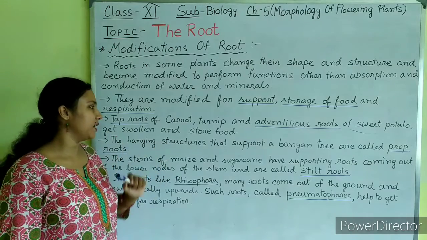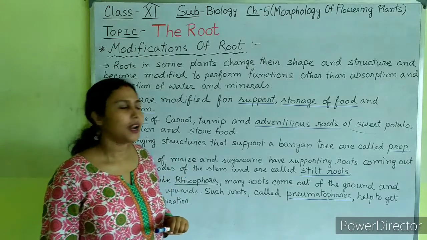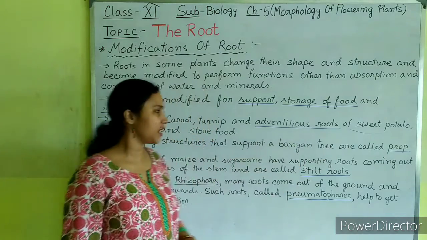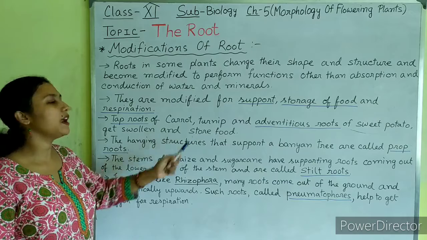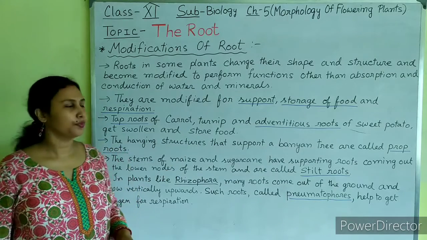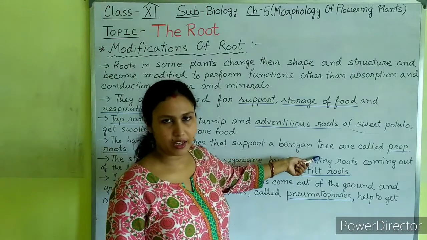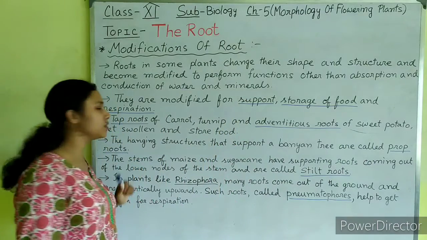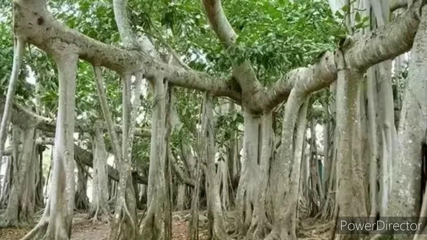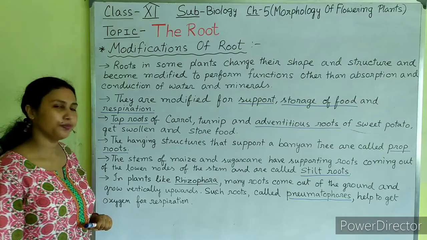Tap roots of carrot, turnip and adventitious roots of sweet potato get swollen and store food. The hanging structures that support a banyan tree are called prop roots. I hope students you have seen a banyan tree. The hanging structures which come down from the branches of the banyan tree to give it support, those roots are known as prop roots.